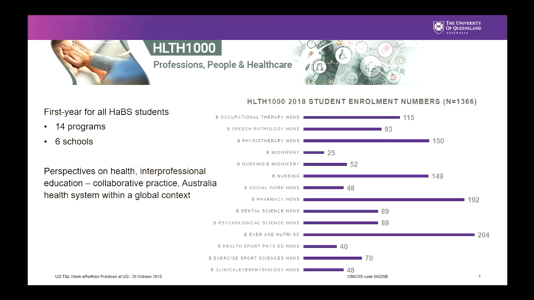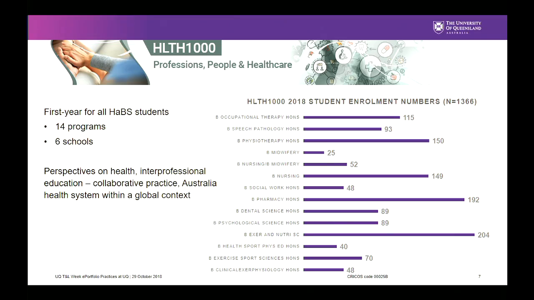A really quick, brief overview about Health 1000. We are a really, really large course, comprising 14 different programs from 6 different schools. It's a faculty flagship course, and it's what most of you would have known as a common course as well. That's the breakdown on the right there, showing the number of students from each of those 14 professions. We ended up finishing the semester with 1,366 students.